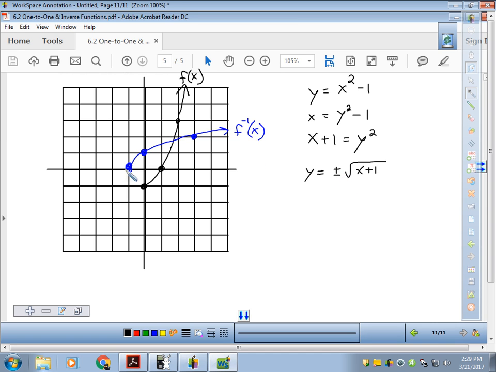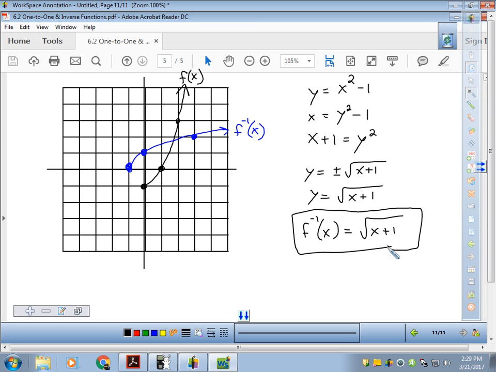And then we need to decide, do we want the positive or the negative? If you look at our graph, the y values are always positive on this graph that we drew. So we do want the positive square root. So we just want y equals the square root of x plus 1. And then the last step is to replace y with f inverse. So f inverse of x equals the square root of x plus 1. So there's our equation that matches this graph right here.